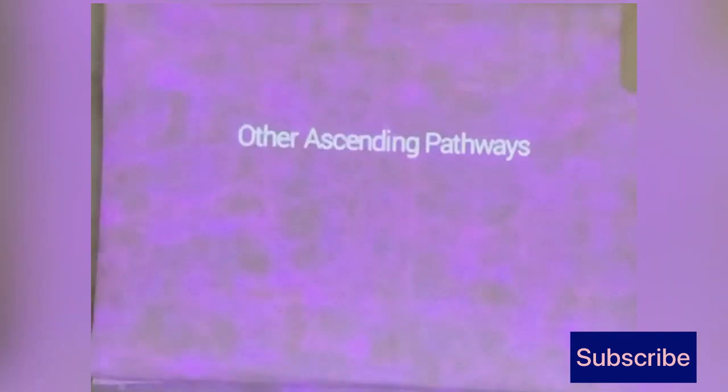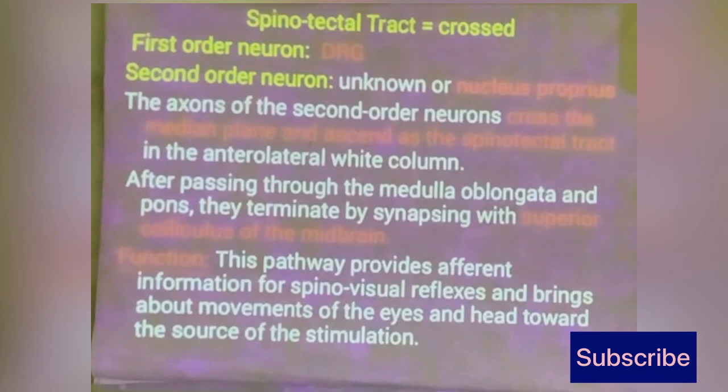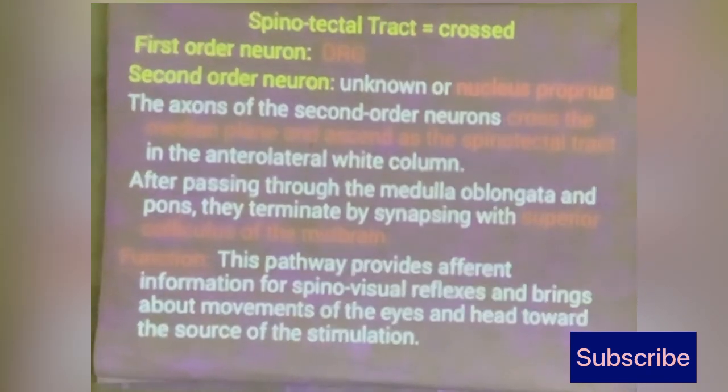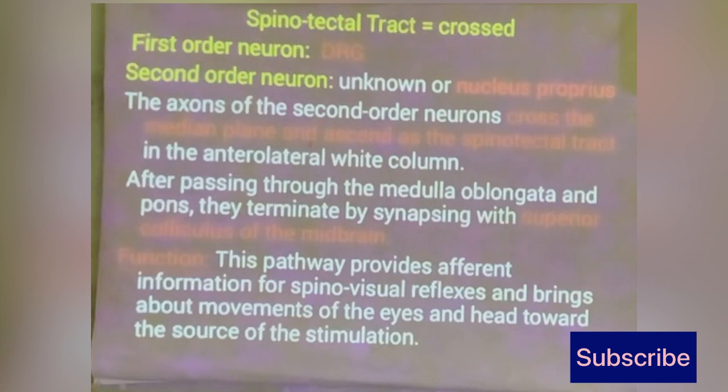So today I'm going to discuss other ascending pathways. If you can remember, the other ascending pathways are those that carry unconscious proprioception. I've already discussed the anterior and posterior spinocerebellar tracts that carry unconscious proprioceptive information from our own body. Those are the two tracts that I discussed with you for unconscious proprioception. The other two are the spinotectal and spino-olivary tracts. By so doing, we have now completed the 4 tracts that carry unconscious proprioception.